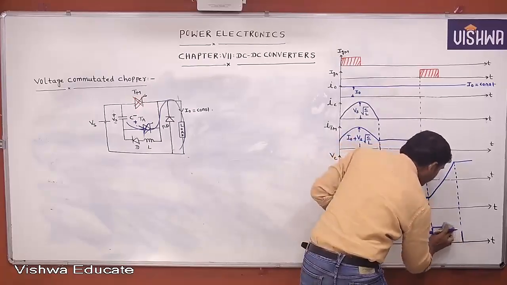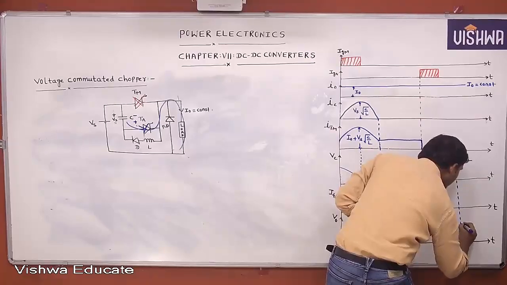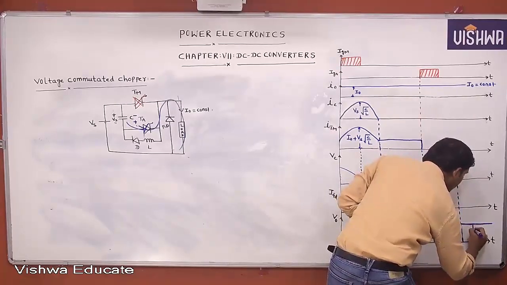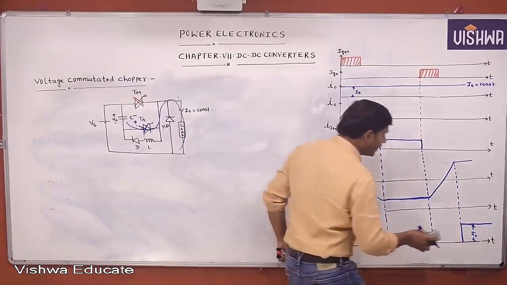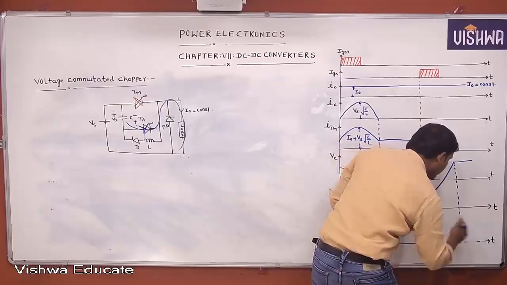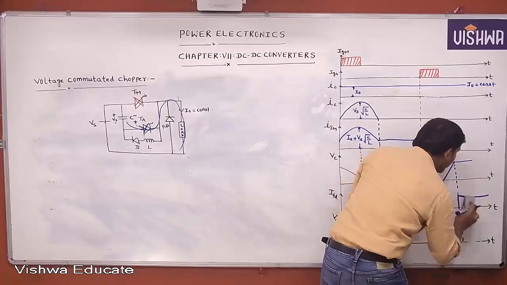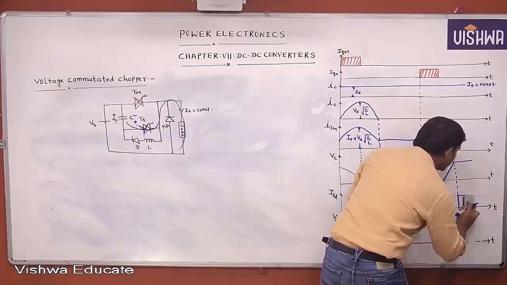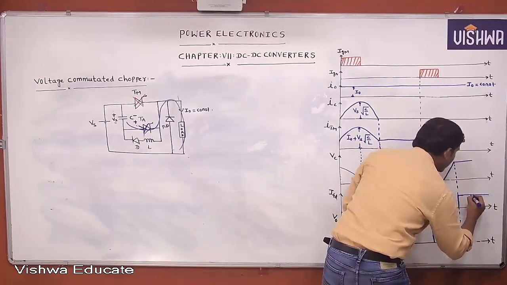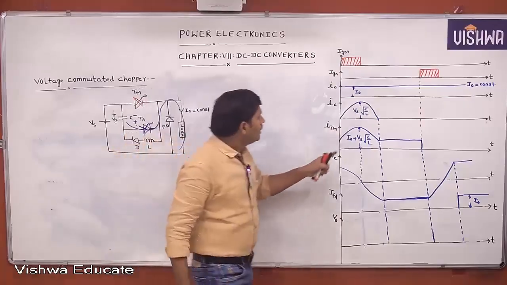Sorry, here who supplies current to the load? The freewheeling diode will supply the current to the load, up to when the main thyristor turns on. I want the freewheeling diode waveform. Sorry, you are drawing the freewheeling diode. This is the freewheeling diode. It will supply the current to the load up to when the main thyristor is turned on. Here the main thyristor will turn on.